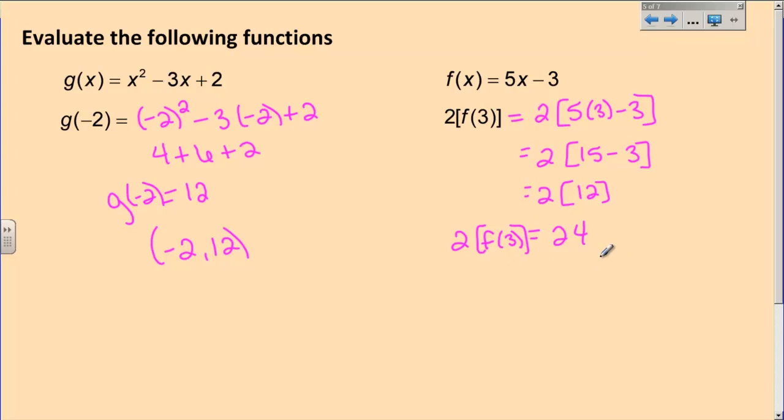So this means something totally different, okay? This means that my function at 3, okay, I found my function at 3, and then I multiplied it by 2. So graphically, this means something different. We will not explore that, but when you come across a problem like this is how you approach it.